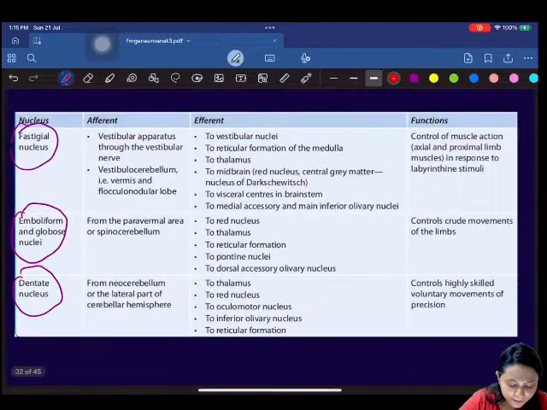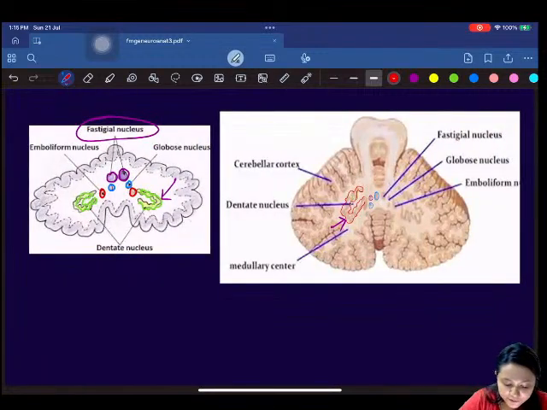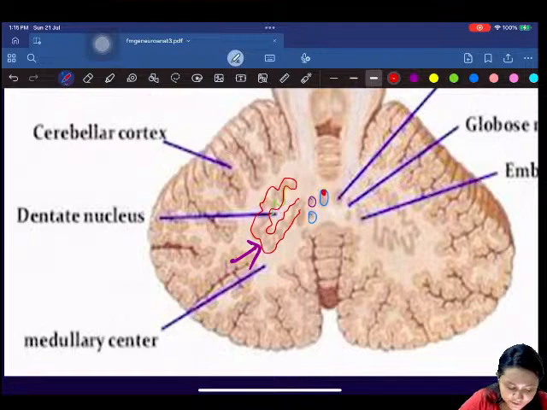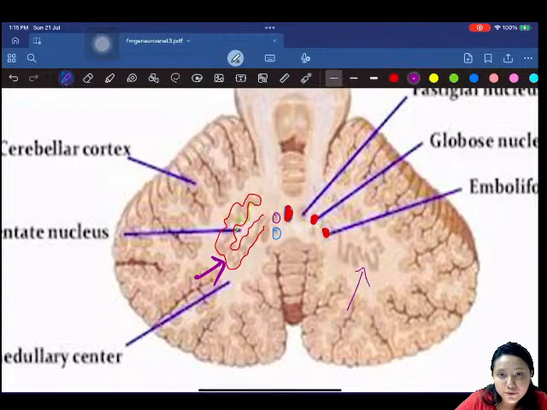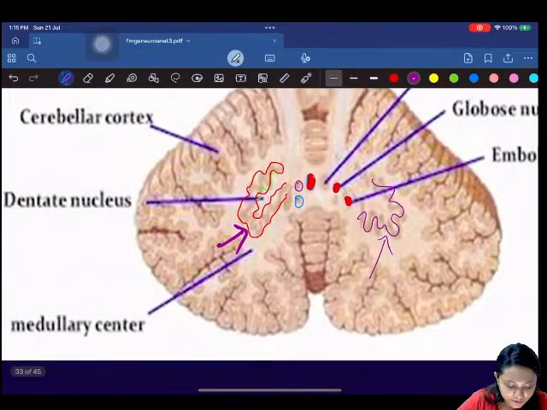Then they might ask you about a nucleus. So you know that the most medial nucleus is your fastigial nucleus. Then you have the globose, and after that the emboliform. Sometimes they might give an arrow on the dentate nucleus. Okay, so the dentate nucleus is this one. It is like this. Okay, that is the dentate nucleus. So that's about the cerebellum.